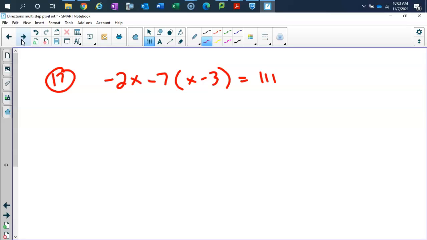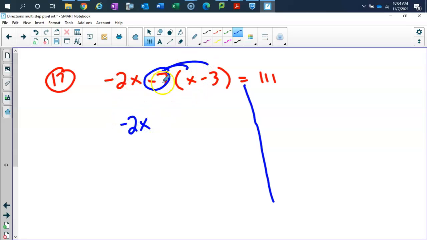Copy down number 17. Make sure you are labeling it number 17, so again, you can find your work if you need to. To solve this, draw our line down the middle. First thing we're going to do, distribute the negative 7. So I'm going to bring down my negative 2x. Negative 7 times x is negative 7x. Negative 7 times negative 3 is positive 21 equals 111.